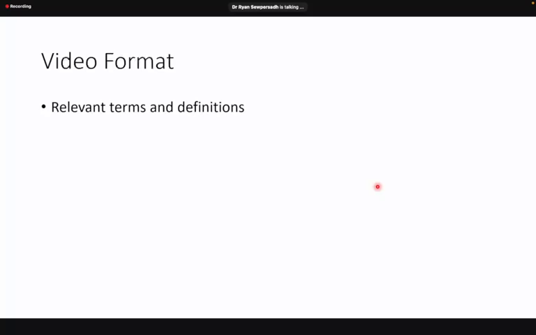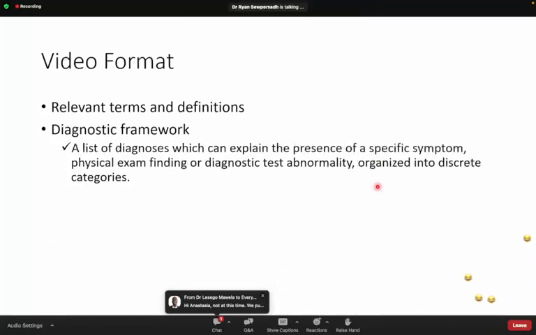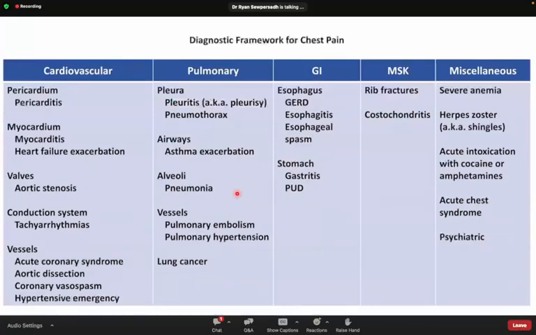Okay, so the format of each video, we're going to kick off with some relevant terms and definitions, followed by a discussion of a diagnostic framework. What, pray tell, is a diagnostic framework? This is a list of diagnoses which can explain the presence of a specific symptom, physical exam finding, or diagnostic test abnormality, organized into discrete categories. Let me walk you through some examples.